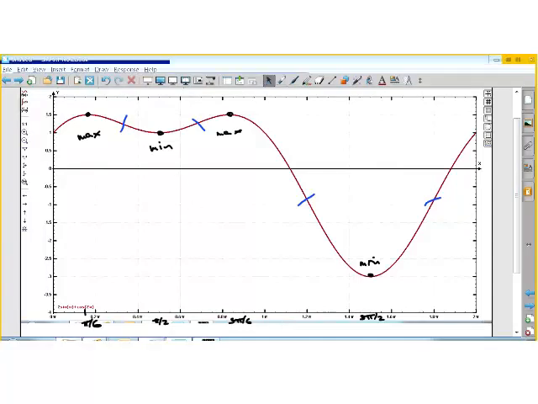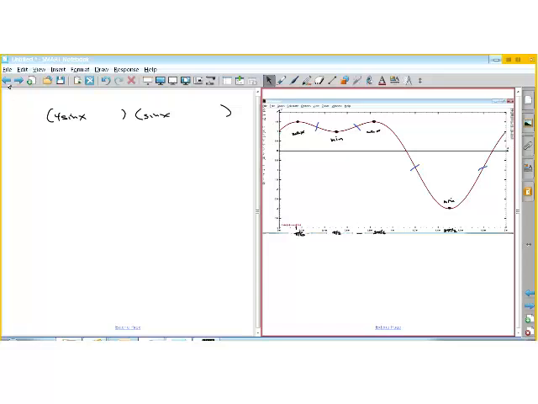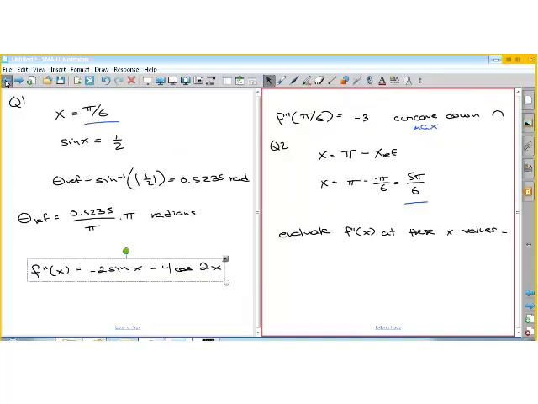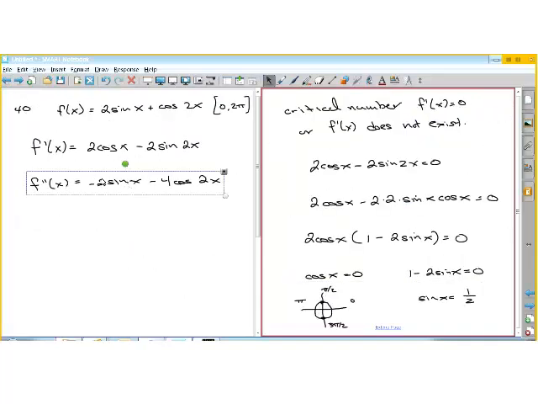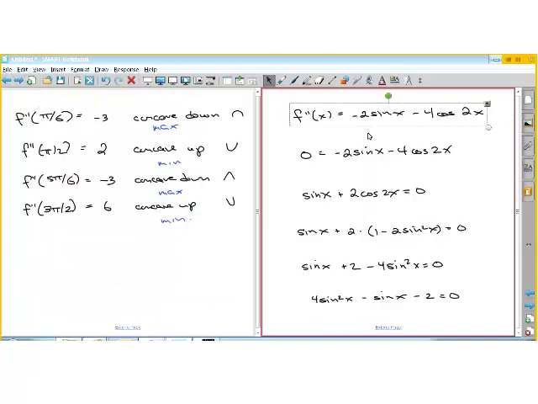Okay, let's go back here. Let's double check everything. I'm going to go back and check the second derivative, make sure I did that right. Negative 2 sine of x minus 4 cosine of 2x. Okay. Sine x minus 4 cosine of 2x, is that equal to 0. Divide by negative 2. Use the trig identity. Sine of x plus 2 minus 4 sine squared of x equals 0.